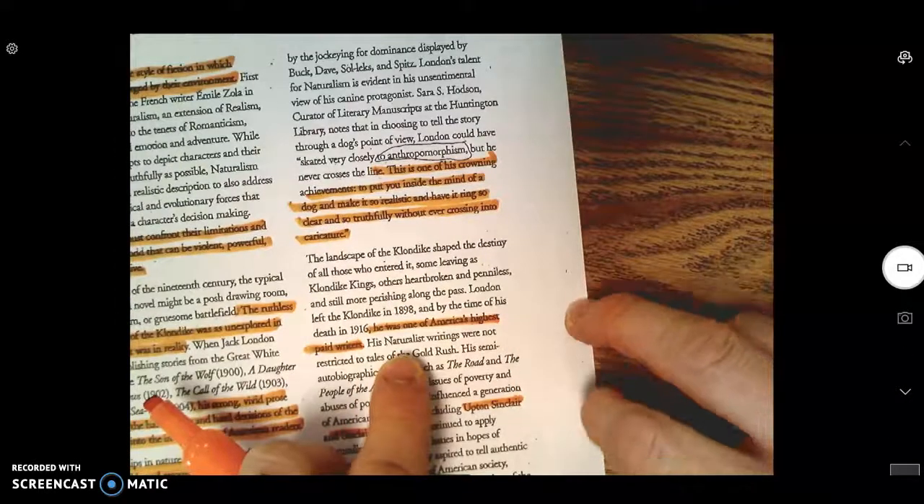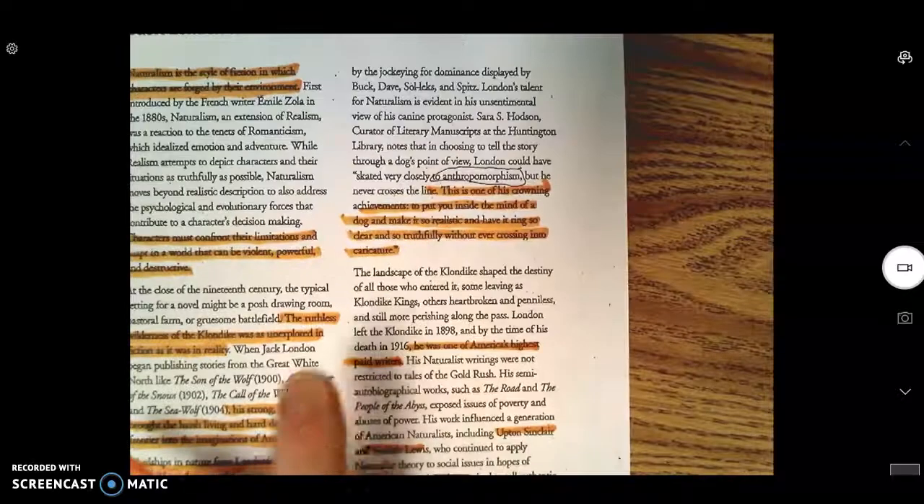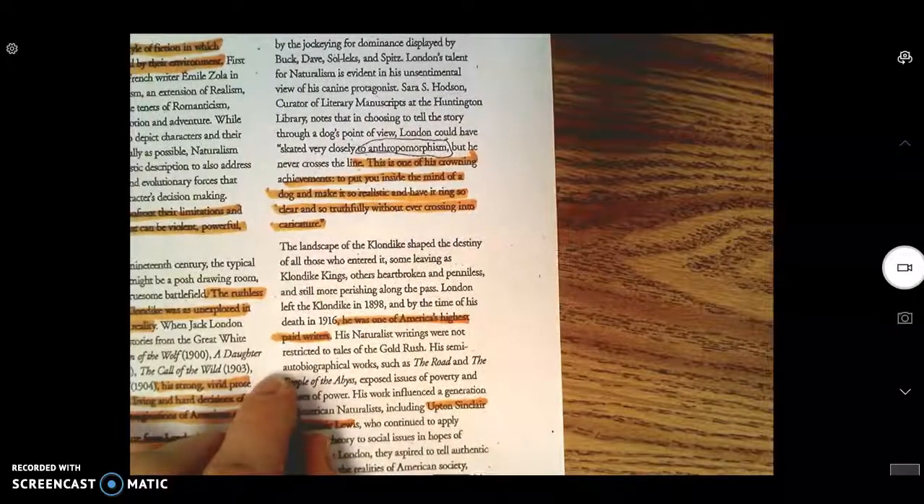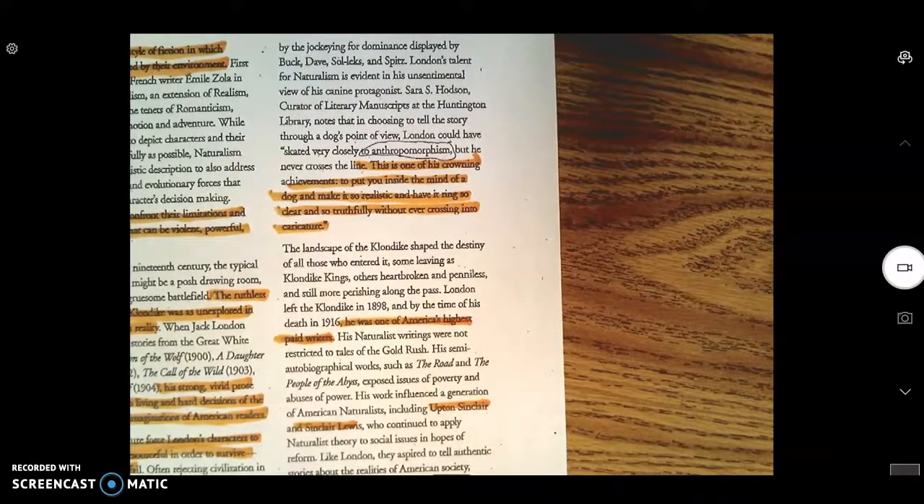But look at this, y'all. He was one of America's highest paid writers. I'm pretty sure that's the American dream right there, right? To be able to do something that you love and get paid money to do it. If you want to be a rapper, your goal as a rapper is to make enough money to live off of so you can continue to rap. If you want to be a ballerina or a professional basketball player, your goal is to make as much money as possible to live off of your passion of doing something that you love.